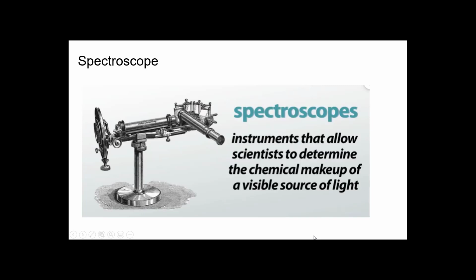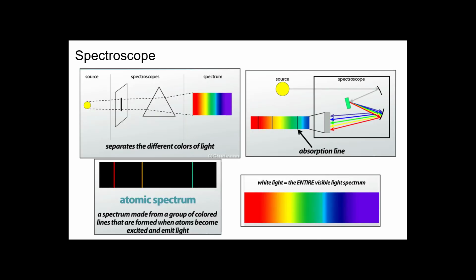A spectroscope. I'm not going to really go into this too much because, yes, this lab talks about spectroscope, but it doesn't really focus on it. A spectroscope is an instrument that allows scientists to determine the chemical makeup of visible source light. So if you were doing this in a lab, you would have a little handheld one, and you would be looking at a fluorescent light, incandescent light bulb, and so forth in order to make your determinations. This is just a quick overview. You can pretty much see with the visual of what's going on.